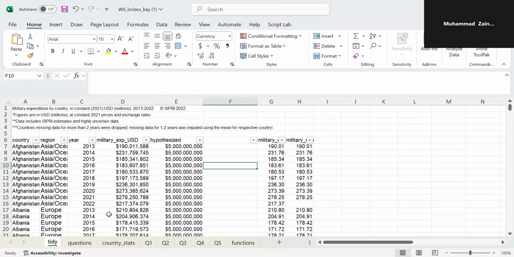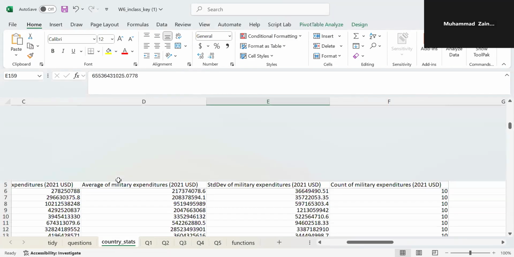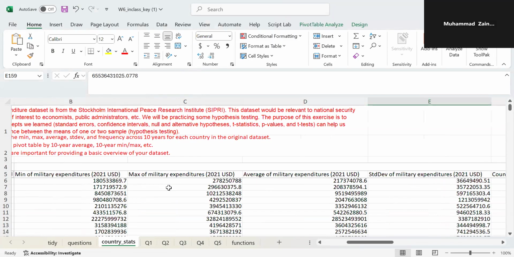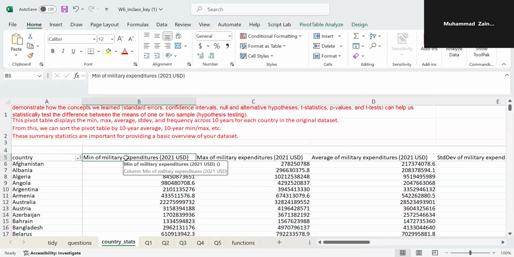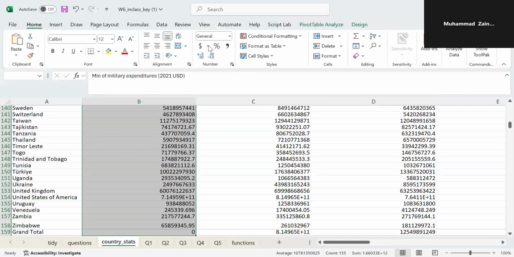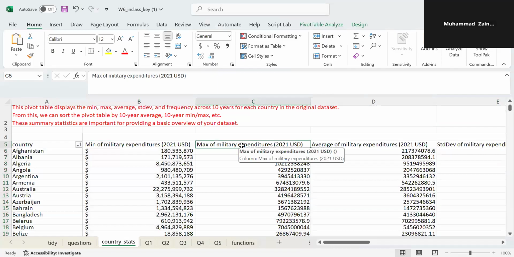If you see here, the data is very similar to week 5. It's the same data: the military expenditures collected by SIPRI for 10 years for each of the countries we have. And this time we'll be using the hypothesized column also. But if you look, we were just using the country stats from the last sheet, from the last time when you created this pivot table. Let me actually convert this into currency, so it's better to understand.